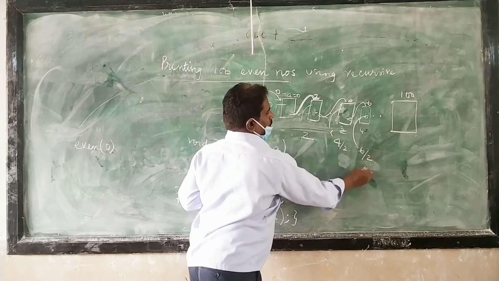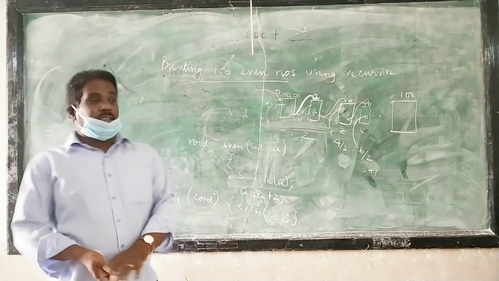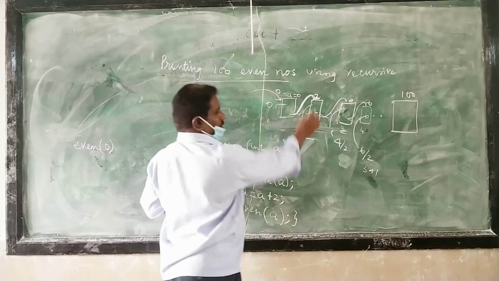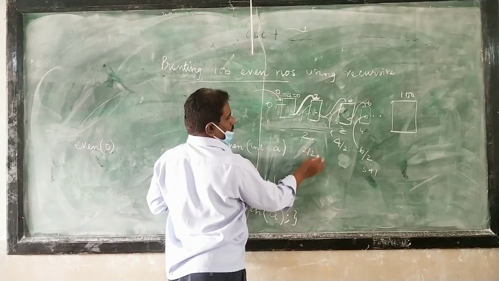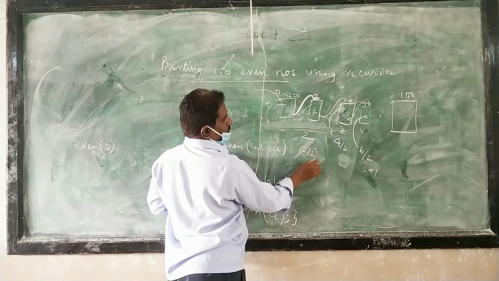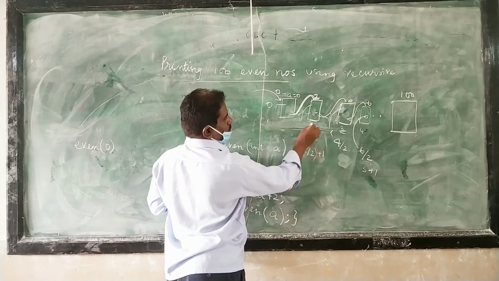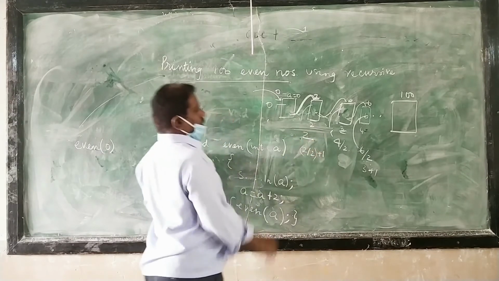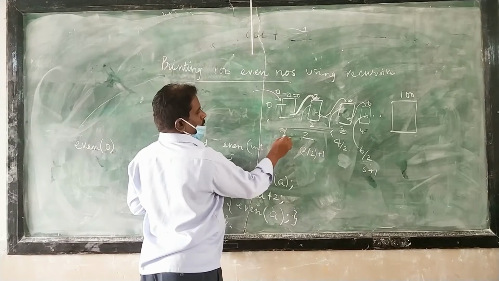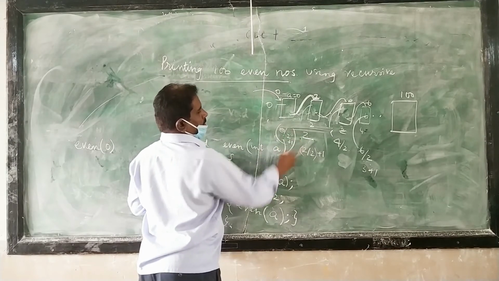Divided by 2, 3 plus 1, the fourth number. Yes, we can find out. So 2 divided by 2, isn't it? 2 by 2 is 1, plus 1, 2. This is the second even number. 0 divided by 2 is 0, plus 1. This is the first even number.